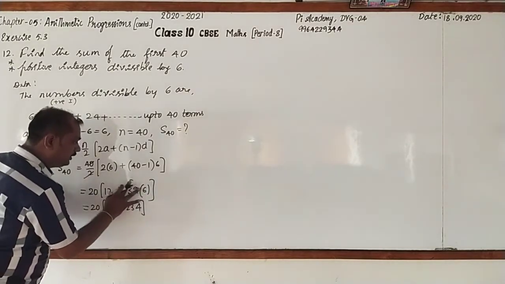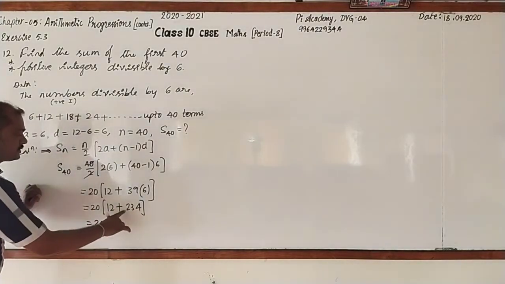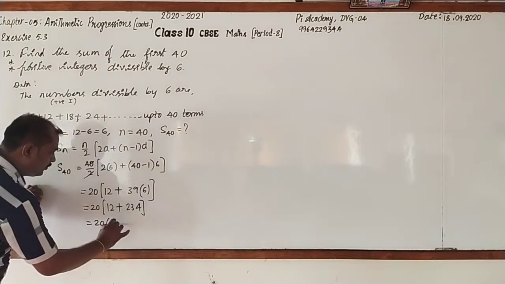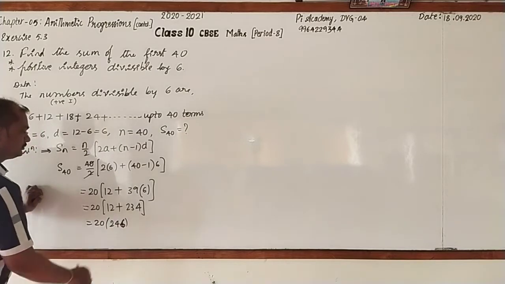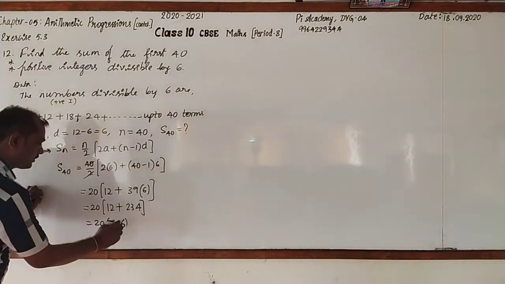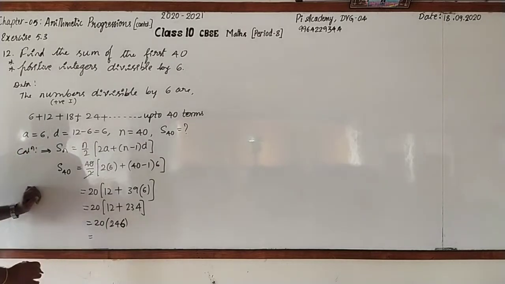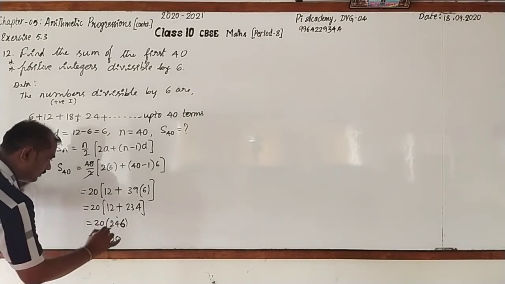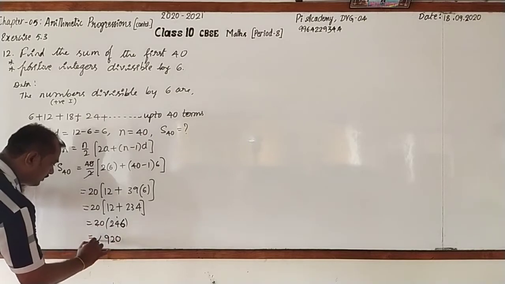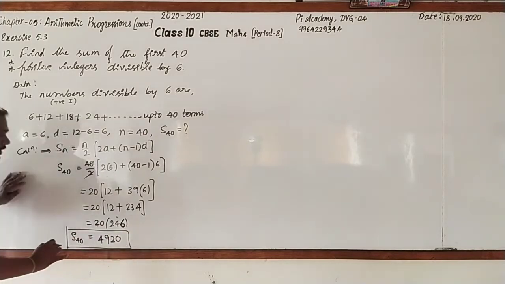So 234. Next, 20 into, add these two, 234 plus 12, 246. 4 plus 2, 6. 3 plus 1, 4. 2 as it is. Multiply this. It is 0 as it is. 2 6s are 12, carry 1. 2 4s are 8 plus 1, 9. Then 2 2s are 4. Yes, S40 is equal to 4920.